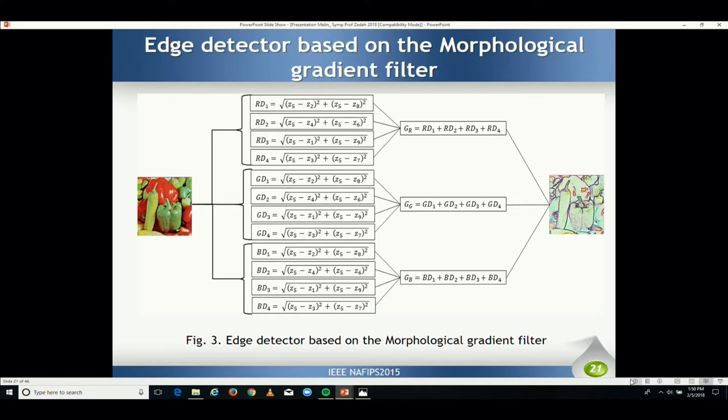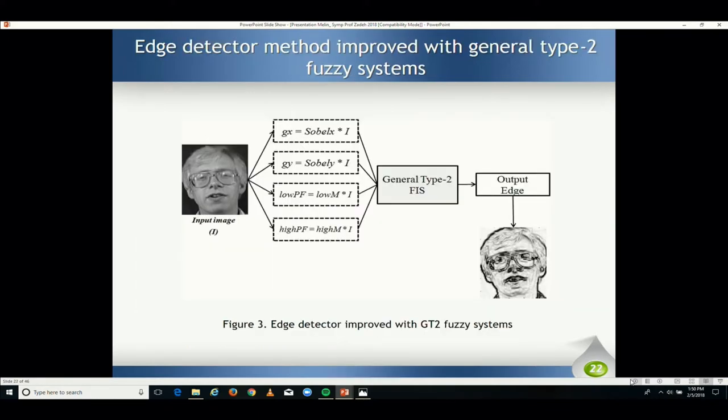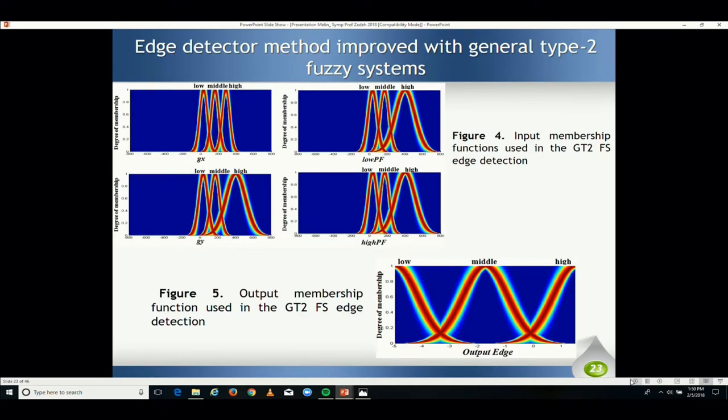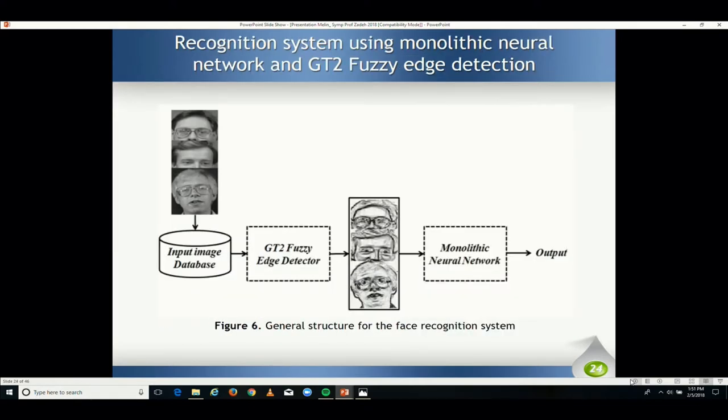For example, this is a good way to see the output of the image and the construction of the edge detector with the general Type-2 system in this case. You can see here more information when we work with a general Type-2 fuzzy edge detector instead of an interval edge detector.